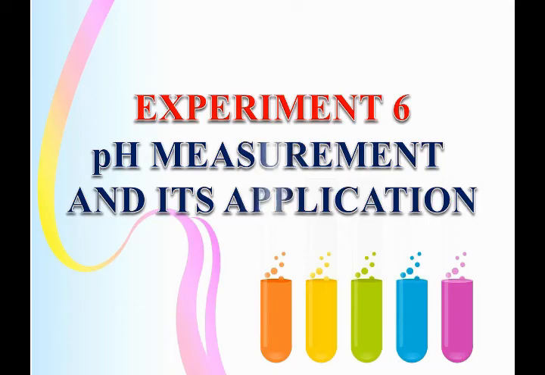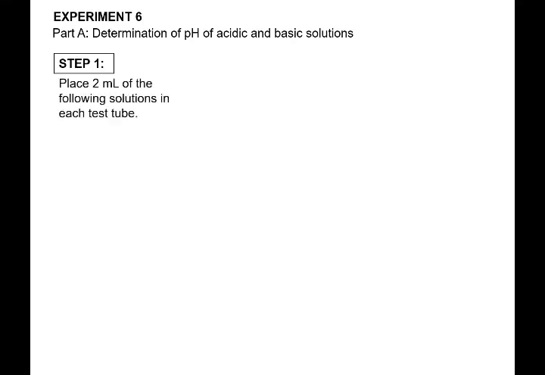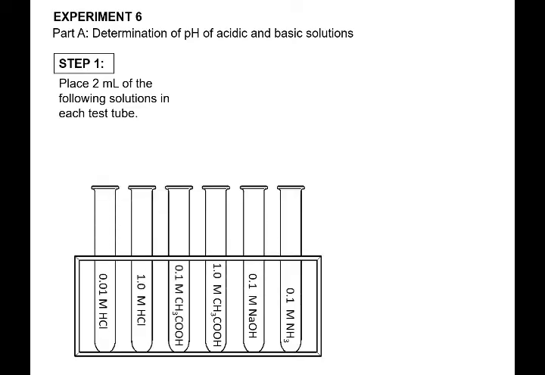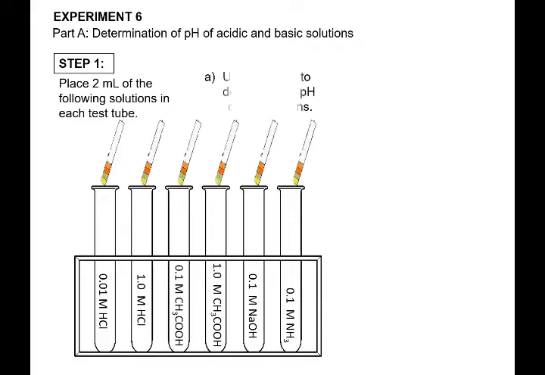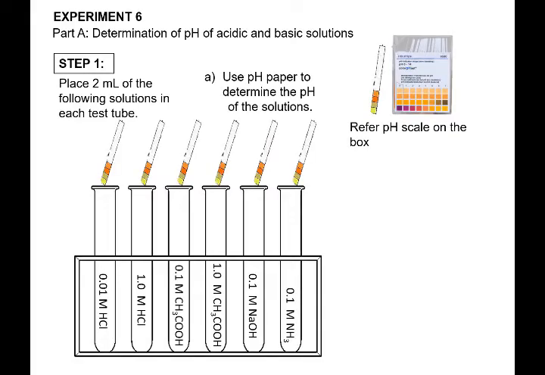Experiment 6. pH measurement and its application. Part A. Determination of pH of acidic and basic solution. Step 1. Prepare 6 test tubes and place 2 ml of the following solution in each test tube. Use pH paper to determine the pH of the solution, and you may refer to the pH scale on the box.